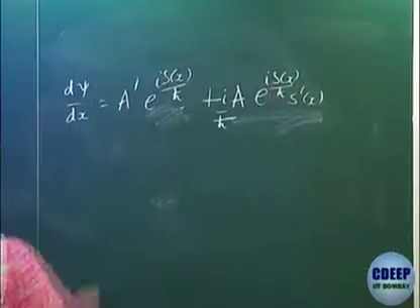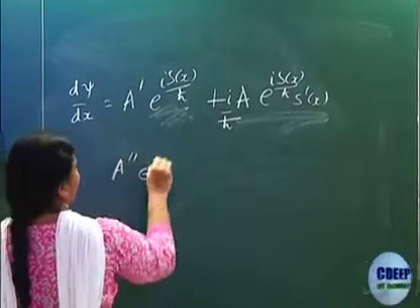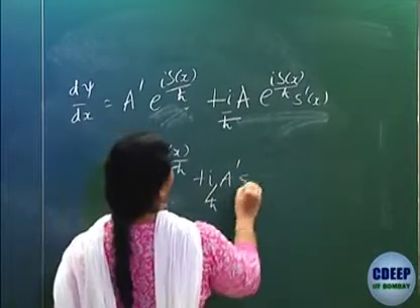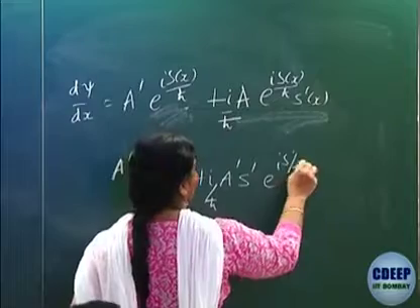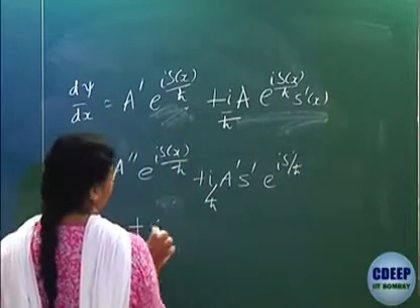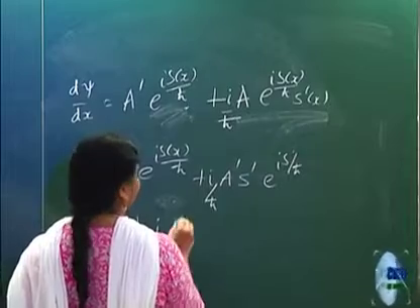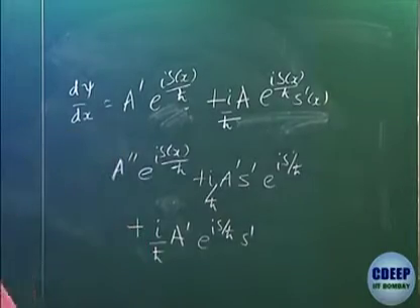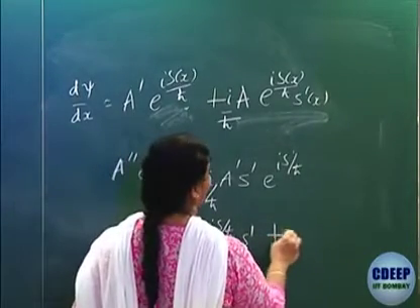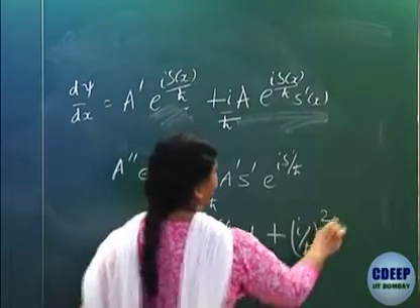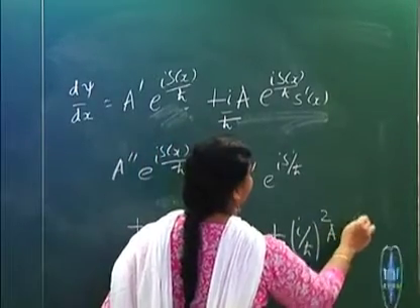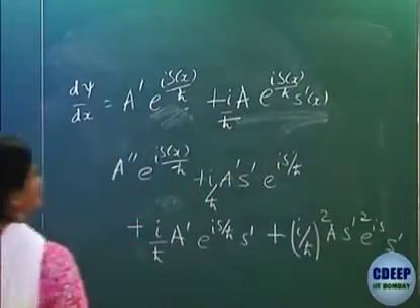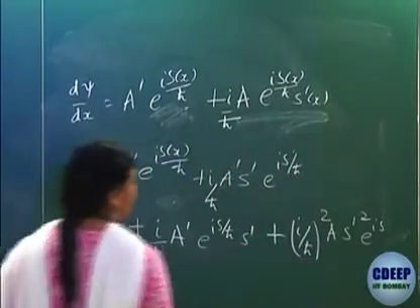That's the definition. So then you do the next step, A double prime, A prime, i by h cross, S prime, i S by h cross, plus i by h cross, A prime, S prime, i by h cross the whole squared, A S prime squared, sorry, S prime squared is put. What else? One more term is there, no?